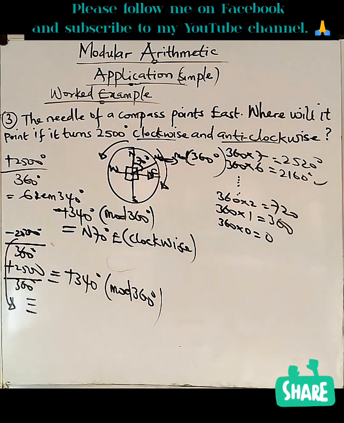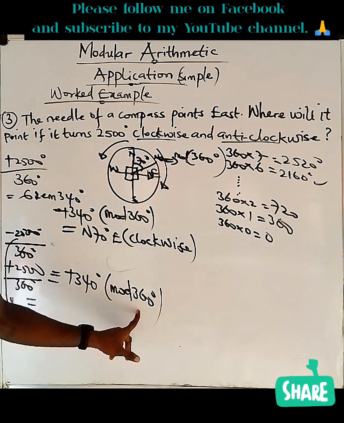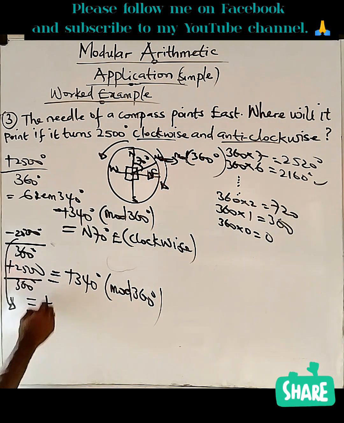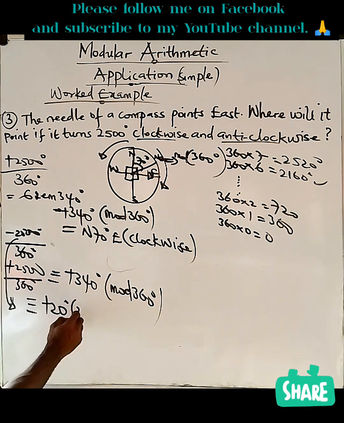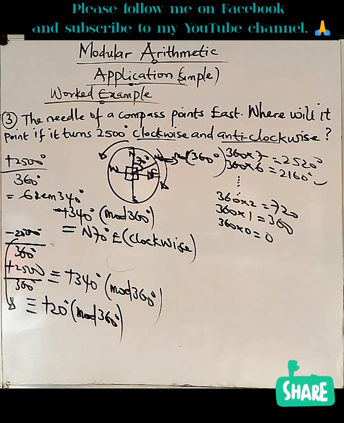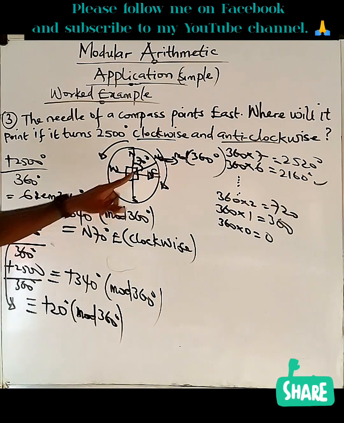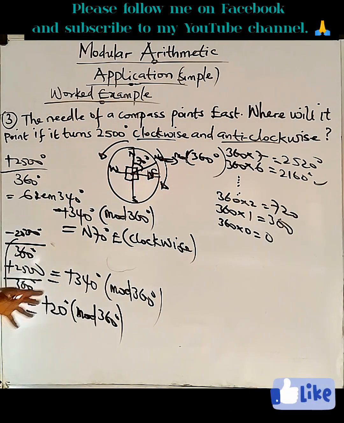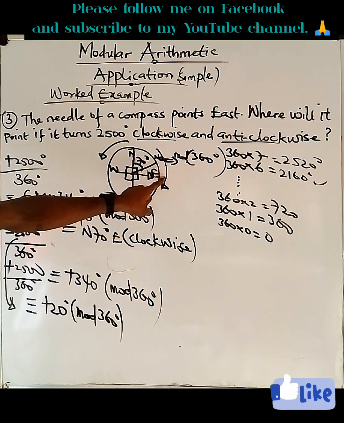Don't forget, you're just going to subtract. We take this remainder off the modulo of operation. So that will be 360 minus 340. That will give us plus 20 degrees modulo 360 degrees. So it means after moving in this opposite direction, a number of times, maybe about six to 7 times, then we get back to this very spot.